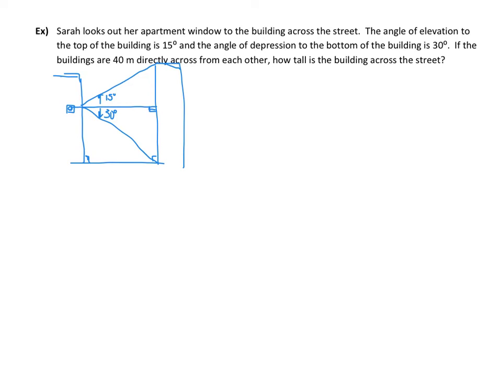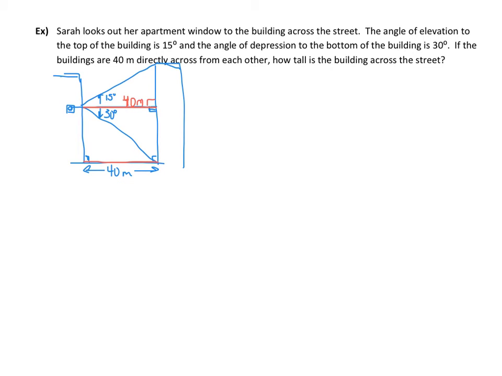And the buildings are 40 meters directly across from each other. So this distance in here is 40 meters. How tall is the building across the street? Now, I just want to point out, if this is 40 meters here, it means that this is 40 meters up here as well. So let's just write that in, because then I can work with these little right angle triangles that I have up here.